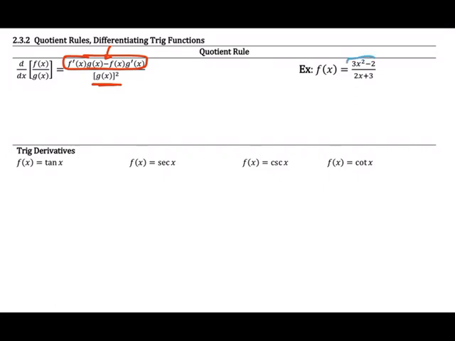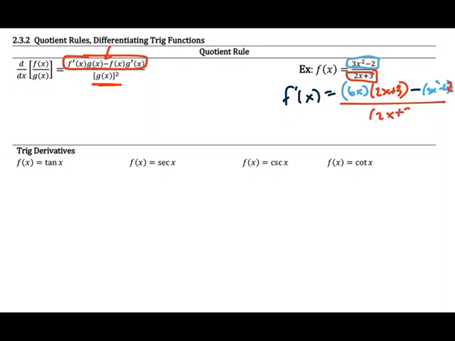I'm going to call the top function here my numerator, my blue function, and the denominator is going to be my red function. So to find f prime of x, I need to take the derivative of the top. Well, the derivative of 3x squared is 6x, and I'm going to multiply that by the original denominator, minus the numerator, 3x squared minus 2, times the derivative of the denominator, which is just going to be 2. That whole thing is going to be over 2x plus 3 quantity squared.